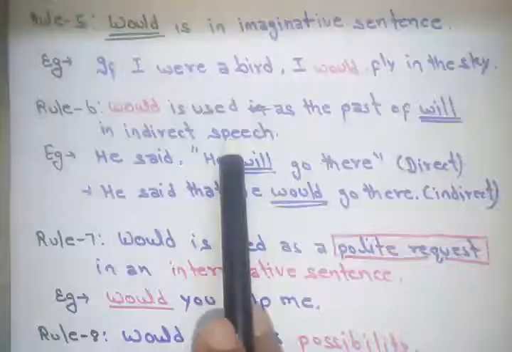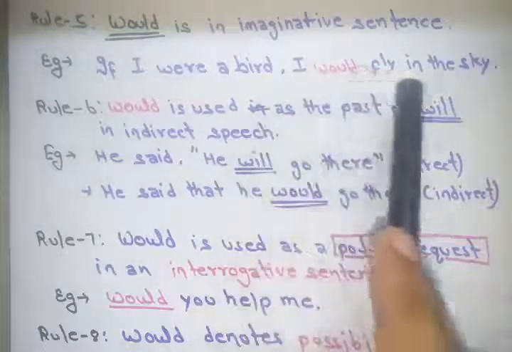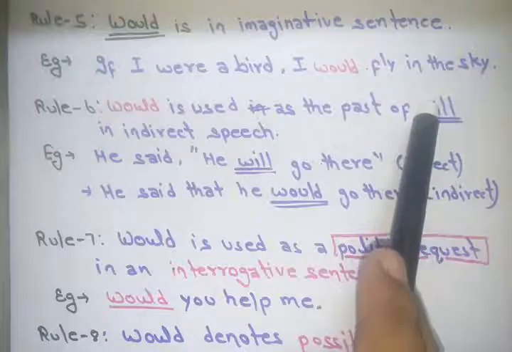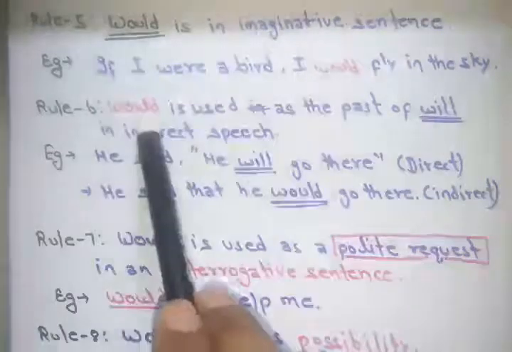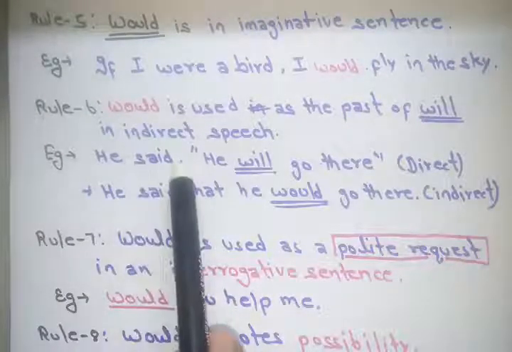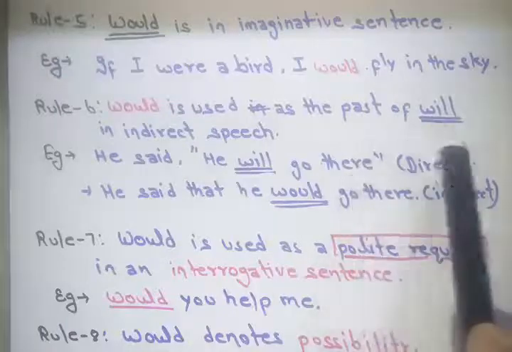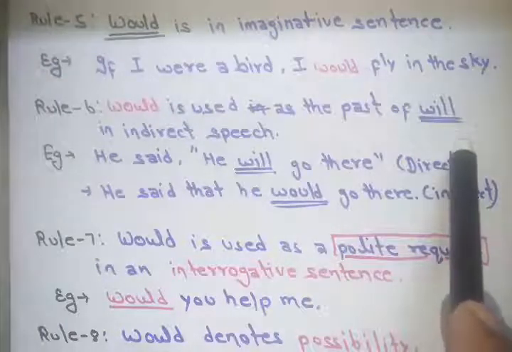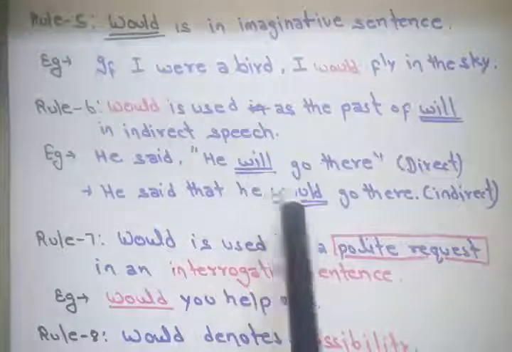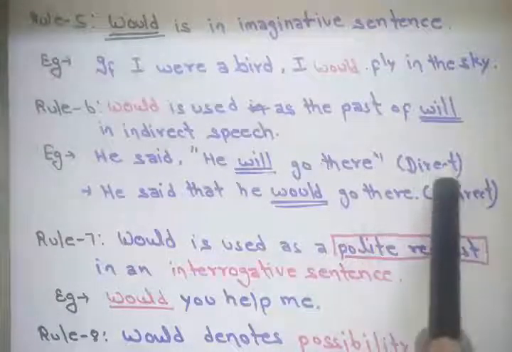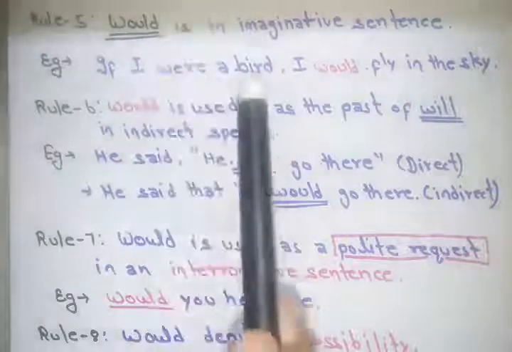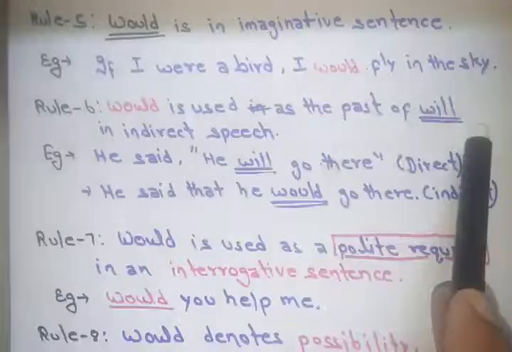And rule number 6 is that "would" is used as the past of "will" in indirect speech. In direct speech we use "will" and in indirect speech "would". For example, he said he will go there. It's a direct speech. And now turning to the indirect speech: he said that he would go there. So it's an indirect speech. So always remember "would" is used as the past of "will" in indirect speech.